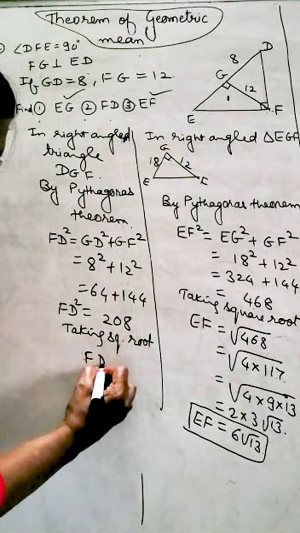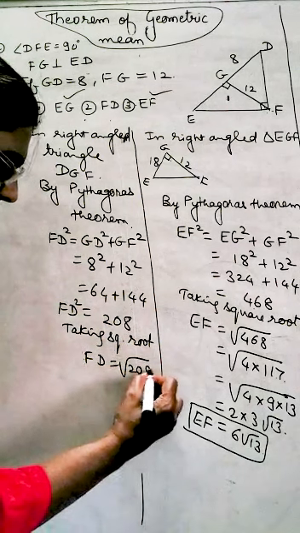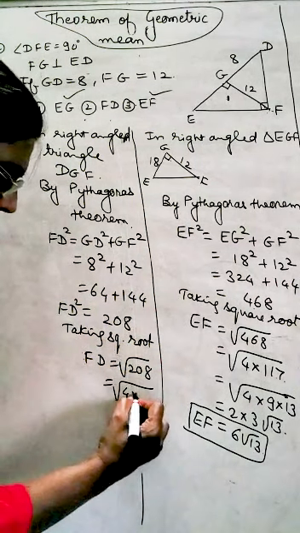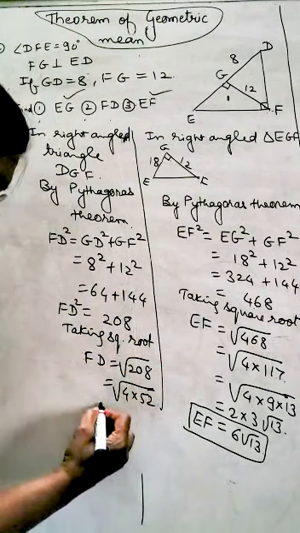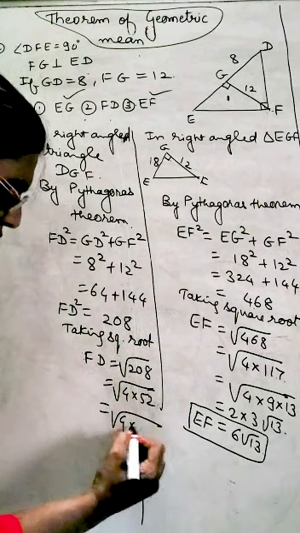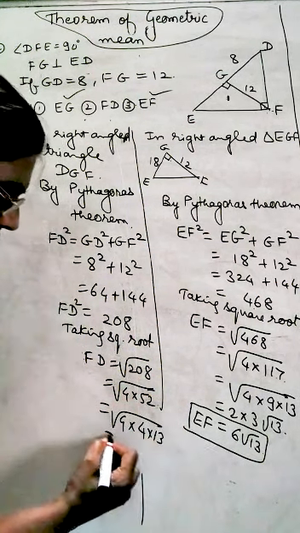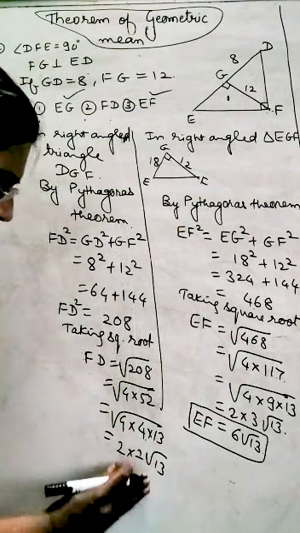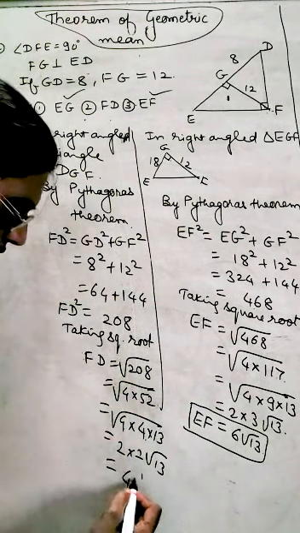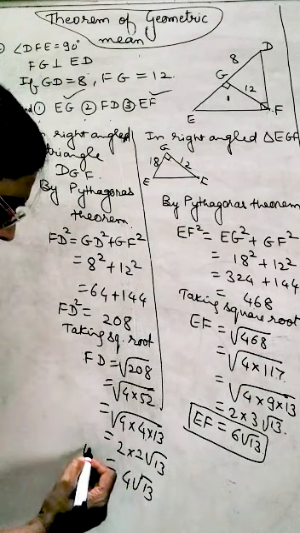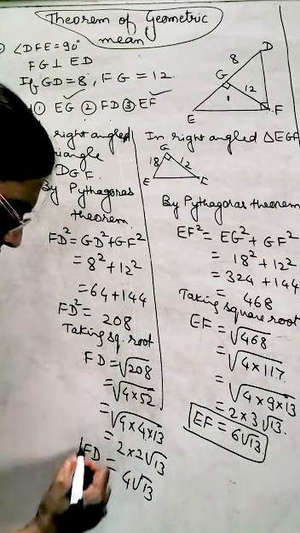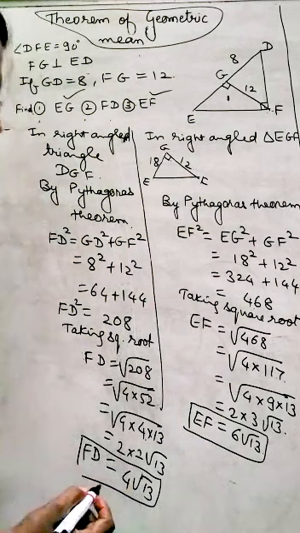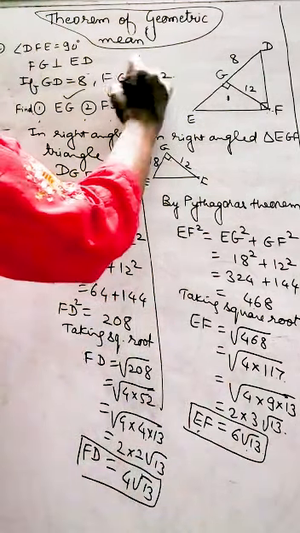we get FD is equal to square root 208. Again factorize. Again factorize 52. These are 2 into 2 square root 13. Thus we get 4 square root 13. We get FD 4 square root 13 and EF 6 square root 13.